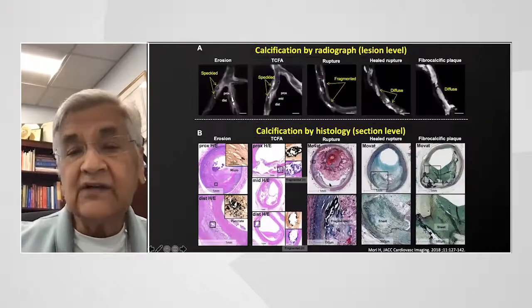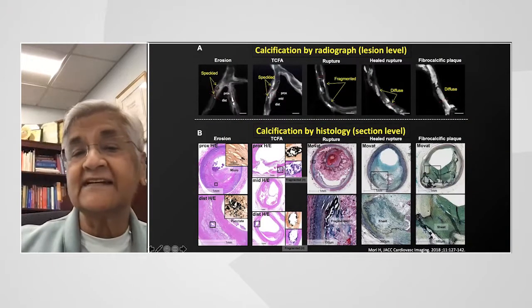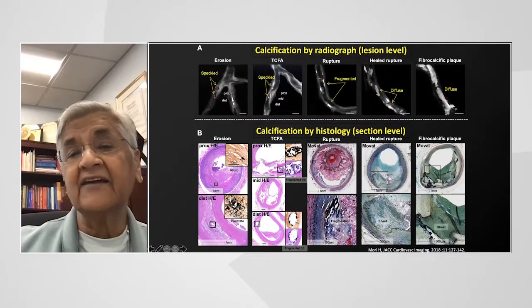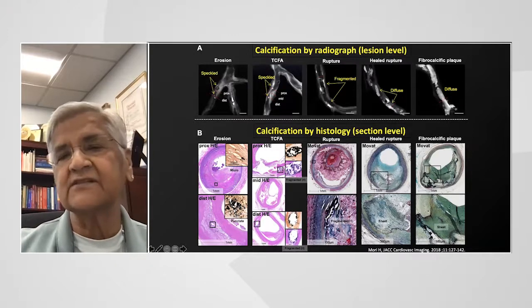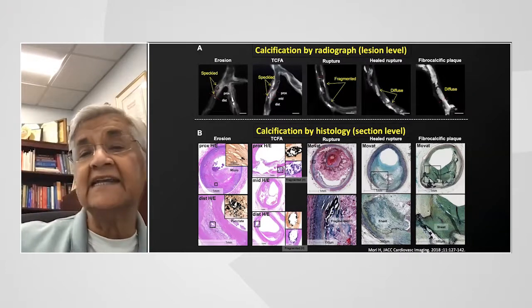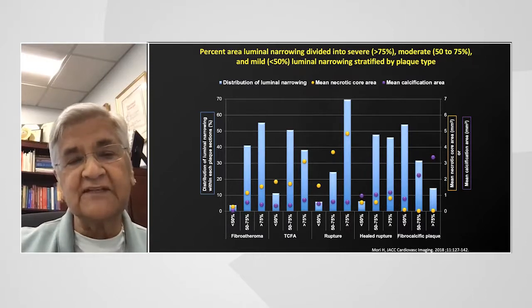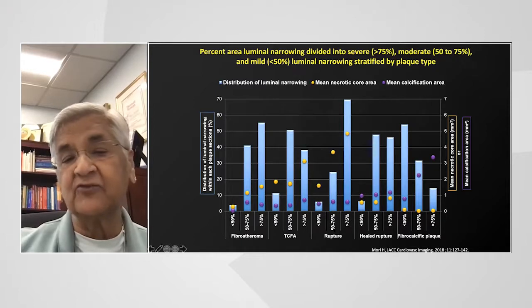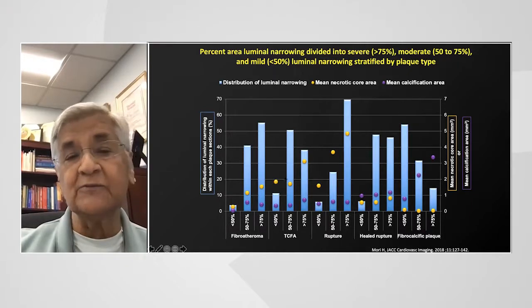And you can see that whereas stable plaques, that is, those that have healed plaque rupture or fibrocalcific plaque, have diffuse calcification, those lesions do not go on and cause any thrombosis usually. So here we looked at percent narrowing. We said fibroatheromas, thin cap fibroatheromas, ruptured, healed plaque rupture, and fibrocalcific plaques.